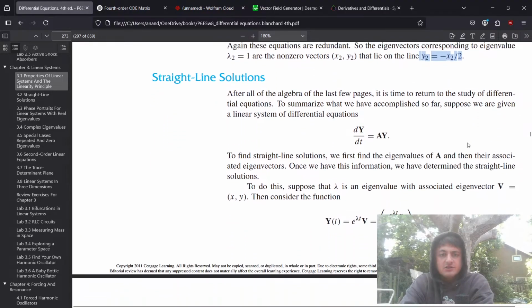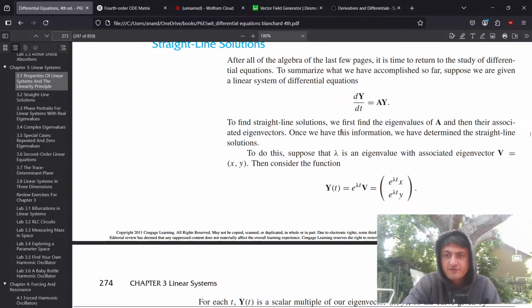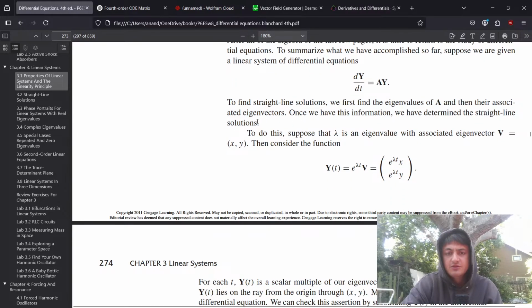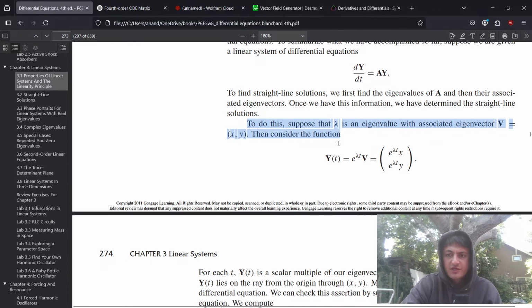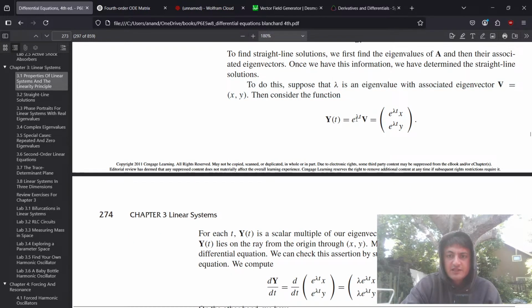All right, straight line solutions. After all of the algebra, it's time to return to the study of differential equations. Just to summarize what we have accomplished so far, suppose we are given a linear system of differential equations. To find straight line solutions, we first find the eigenvalues of A and then their associated eigenvectors. Once we have this information, we have determined the straight line solutions. To do this, suppose that lambda is an eigenvalue with the associated eigenvector v. Then consider the function e to the lambda t v.